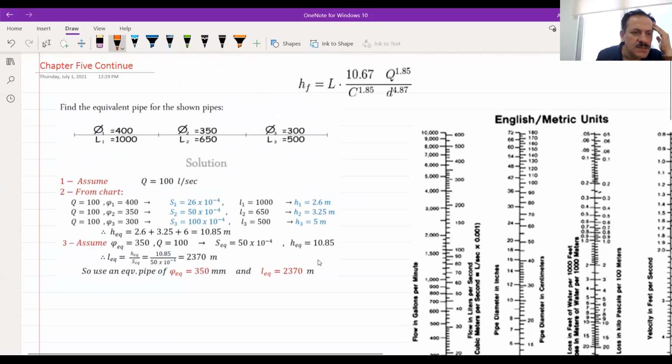Now, this is the question: find an equivalent pipe for this one. When I say find the equivalent pipe, I mean find the length. Because you know the length of this pipe is equal to how much? I just want to remove all three pipes, and put in another one, an equivalent pipe, to substitute for all three pipes.